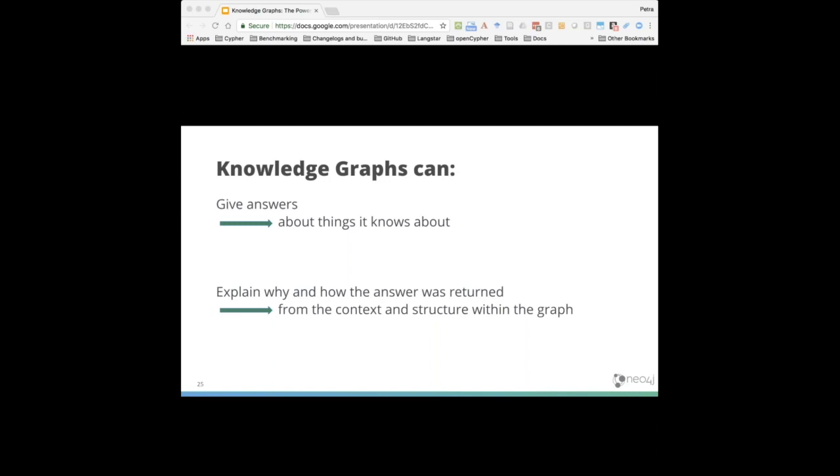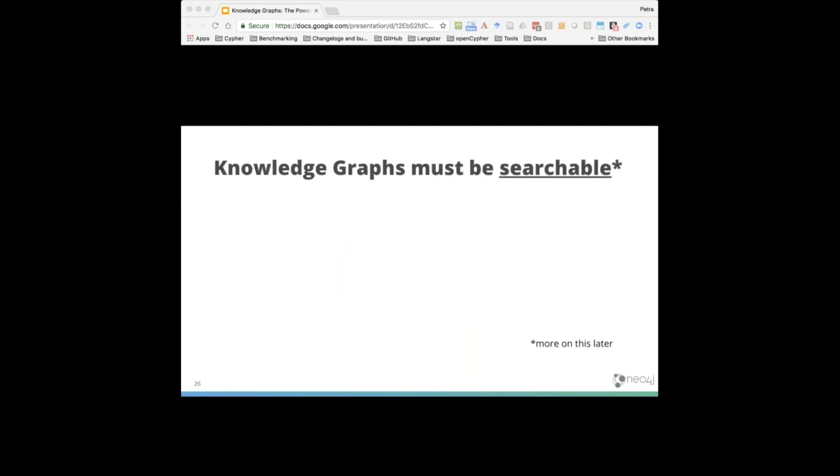And to take an even further step back, if you really want to summarize what knowledge graphs should do and what their value is, essentially they give answers about things they know about. And of course, this means that the better the knowledge graph is, or the richer it is, the more it can give answers to. And very importantly, also explain how and why the answer was returned. And the great thing about this is that you can see what other facts led to this being the answer. Why was this the case, right? And this is something you can very easily get from the context and structure. And this, again, is something that we get with a graph. And just to really emphasize this, they must be searchable. And as I say, much more about this later.